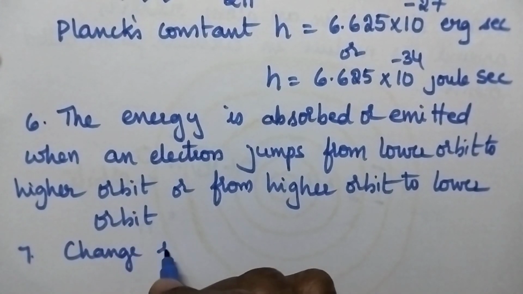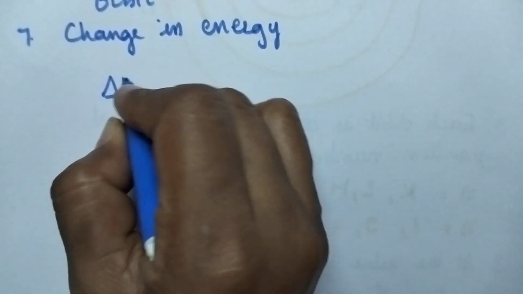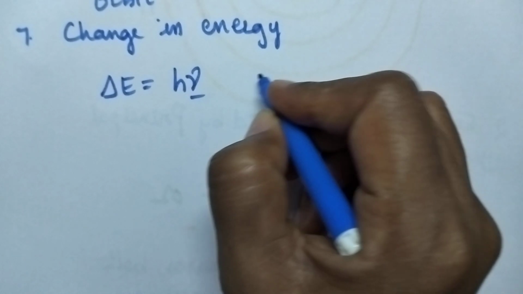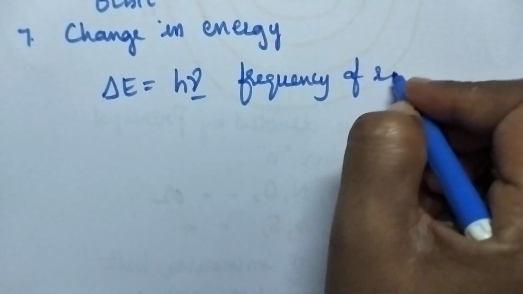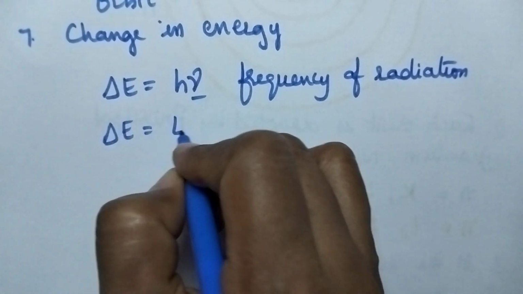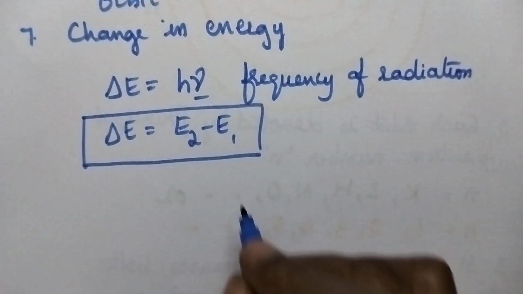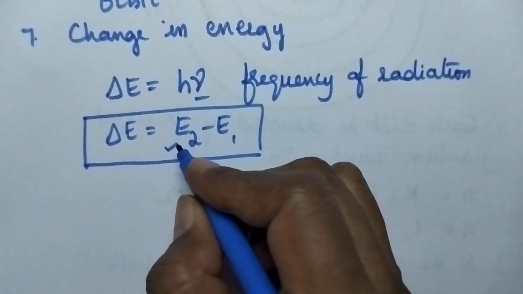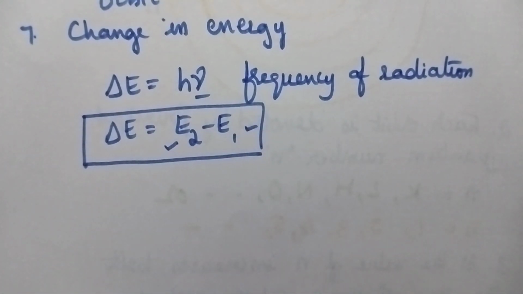Change in energy can be calculated by using the formula delta E is equal to h nu, where nu is the frequency of radiation. And always delta E is equal to E2 minus E1. So the change in energy can be calculated by using the formula E2 minus E1. Always E2 is greater than E1. These are the important postulates of Bohr's atomic theory.